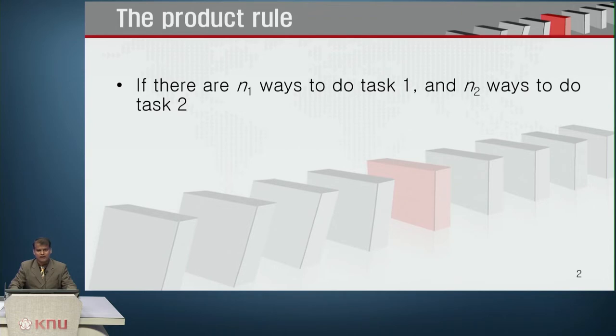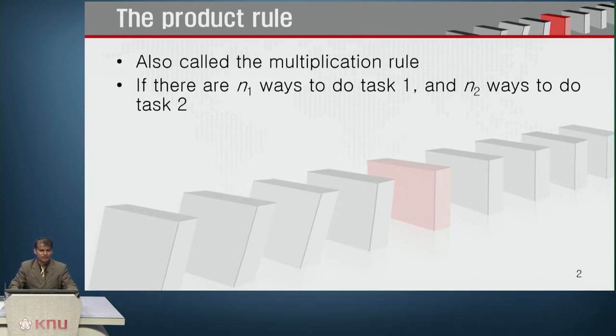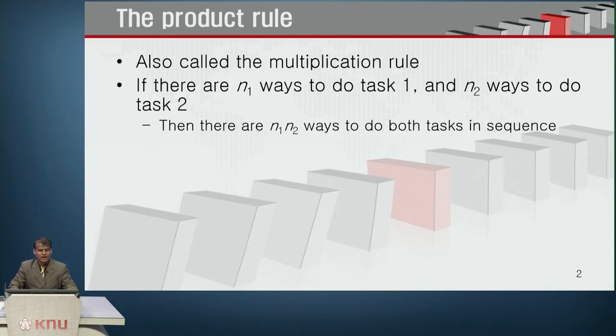If there are n1 ways to do task 1, and n2 ways to do task 2, you can see this is a combination of two different things, and that's why we call it a multiplication factor. So there are n1 times n2 ways to do both tasks in sequence. Generally speaking, counting is just counting the number of elements, but as we combine different aspects, it becomes either arithmetic oriented or multiplicative. Sometimes you add things up, sometimes you multiply things up in the list and you start to count.